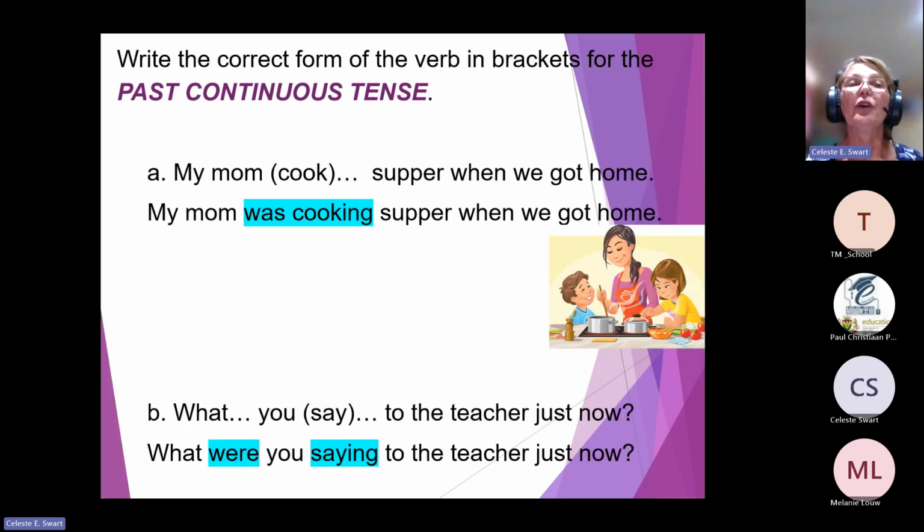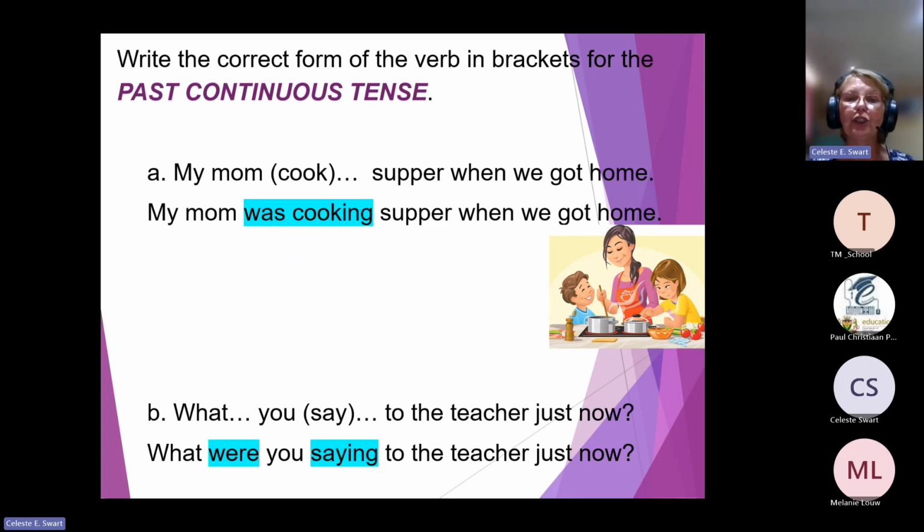Now, you have to write the correct form of the verb in brackets for the past continuous. So what's that? Was or were and ing. My mom cooked supper when we got home. My mom was cooking. Now, you can't say my mom were cooking. Your mom's singular. She was cooking when we got home. You can see on the picture she has the children helping her.